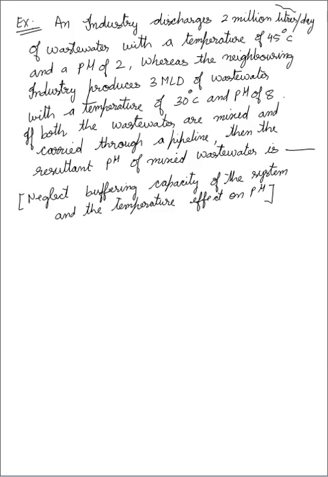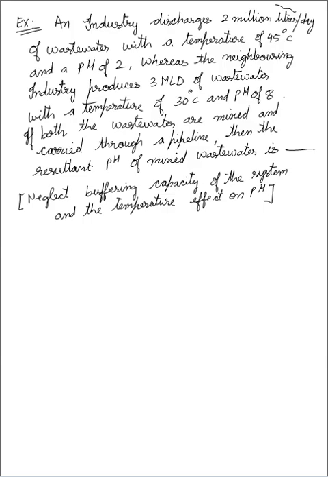So it is highly acidic. We can see pH value is 2. Whereas the neighboring industry produces 3 MLD, 3 million liters per day of wastewater with a temperature of 30 degrees centigrade and a pH of 8. If both the wastewater are mixed and carried through a pipeline, then the resultant pH of mixed wastewater is.